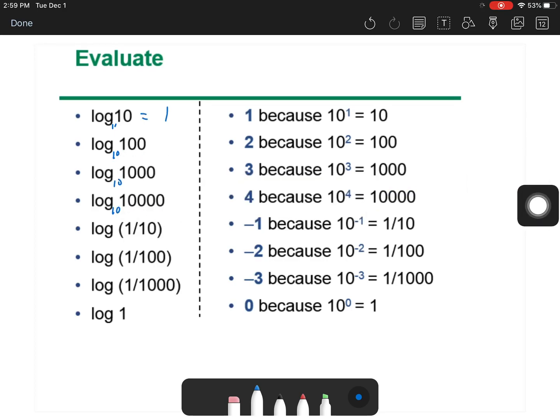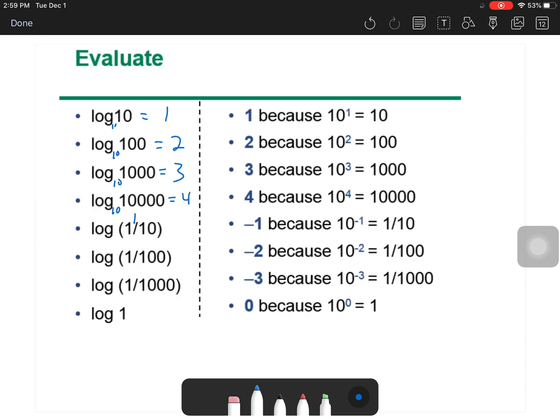10 to what power is 100? 10 to the second power is 100. 10 to what power is 1,000? 10 to the third power. This is how they're showing you over here. These all could be written as powers of 10: 10 to the first, 10 to the second, 10 to the third, and so on. 10 to what power is 10,000? The fourth power.